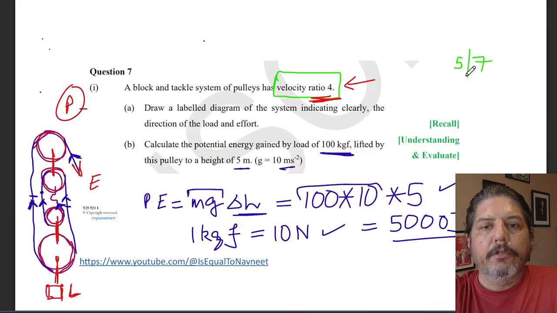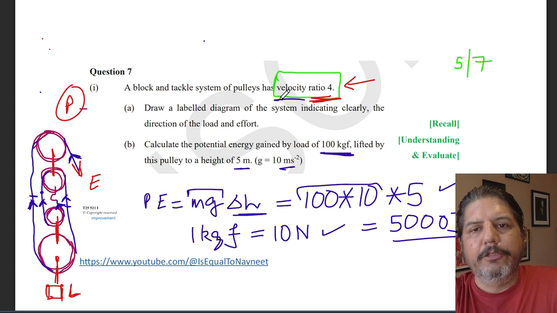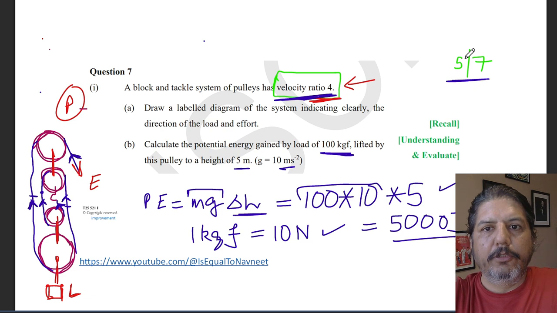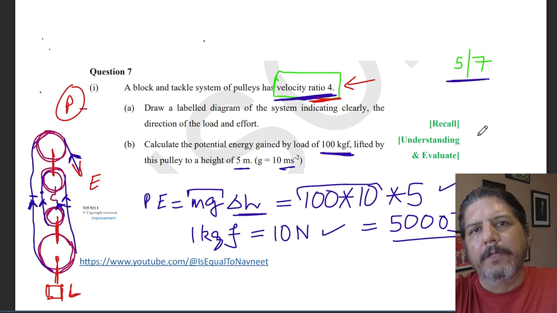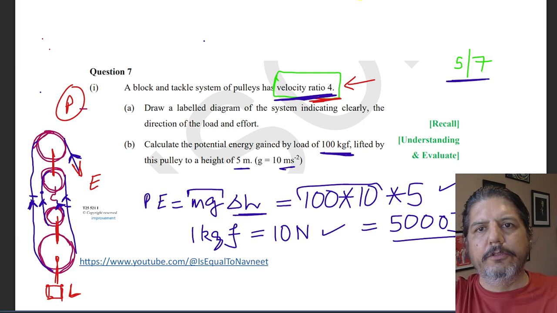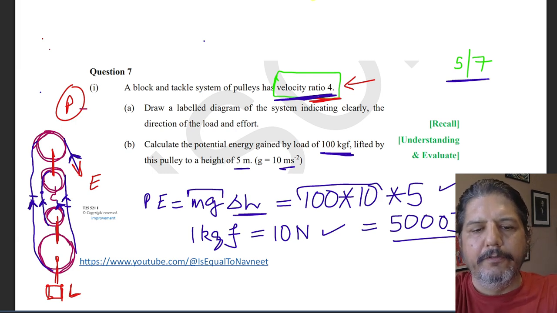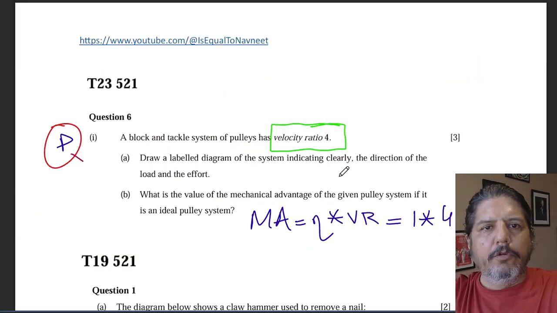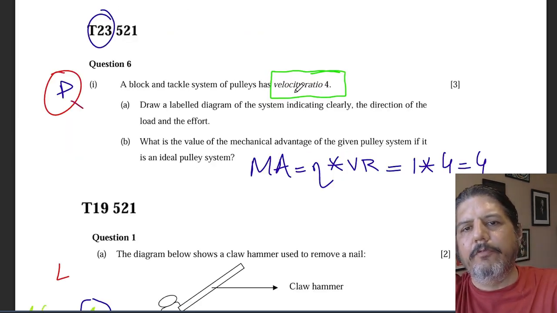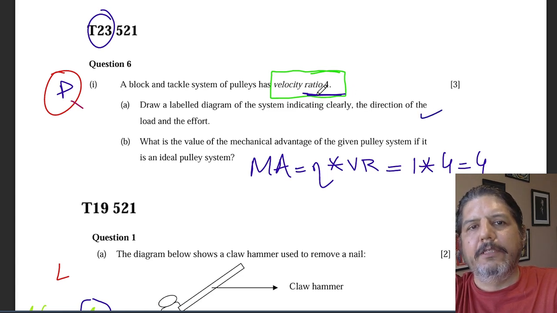Now, there is a similar kind of question with velocity ratio 4, which has been asked two other times. So I'll discuss those here also. The same velocity ratio of 4 was given. In 2023, this question was asked: block and tackle of velocity ratio 4. Draw a labeled diagram, direction of the load and effort. We have done that already. What is the value of the mechanical advantage of the given pulley system if it is an ideal pulley system?